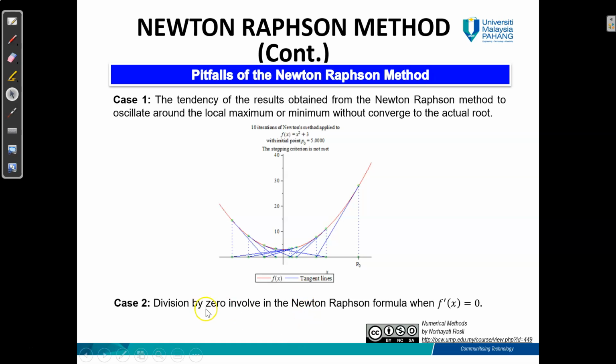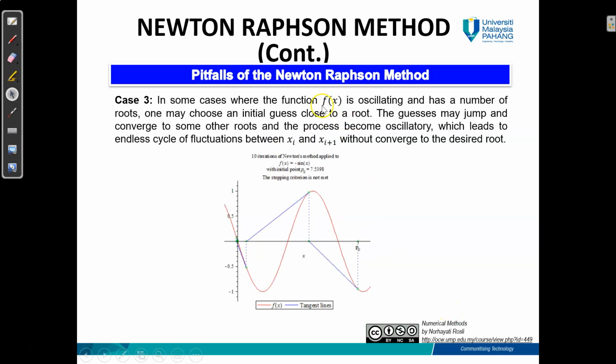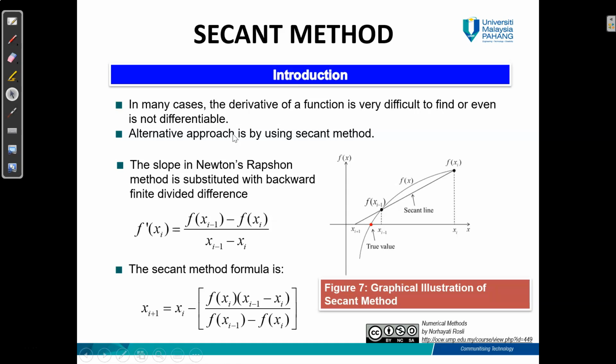And then also, if you get a solution where the derivative of the function, that is f prime x, equals 0, it will involve division by 0. If it involves division by 0, you cannot proceed with the Newton-Raphson method. And then class, in some cases, the function may also oscillate and have a number of roots. But the guesses that we choose may jump and converge to some other root, not the desired root. And then class, how do we solve that? We need to go to the second method.